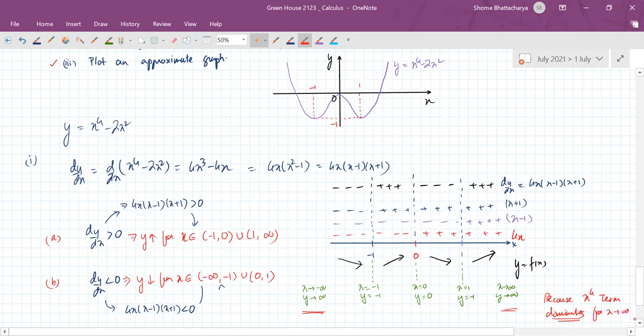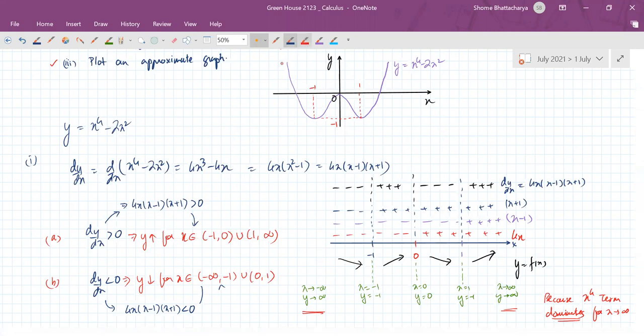Sir, in that B subpart, where you've written union of 0 and 1, can't we write minus infinity to 1 as it is less than 1? No, because in between, between minus 1 and 0, what is happening? It has opposite behavior, right? It's increasing. You understand? So, sir, we can't repeat. Yes, we can't repeat, right?